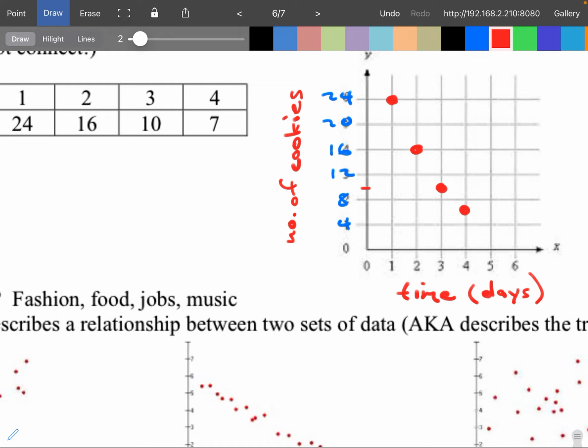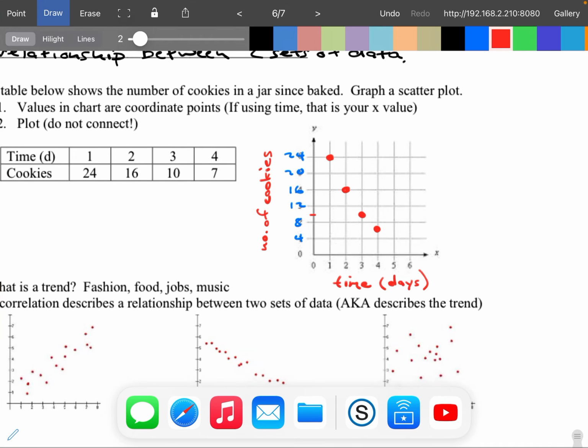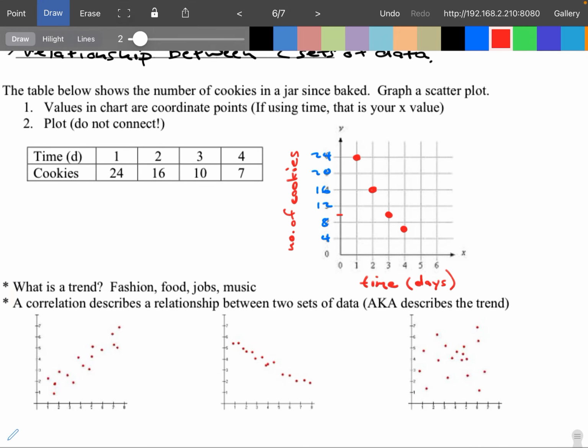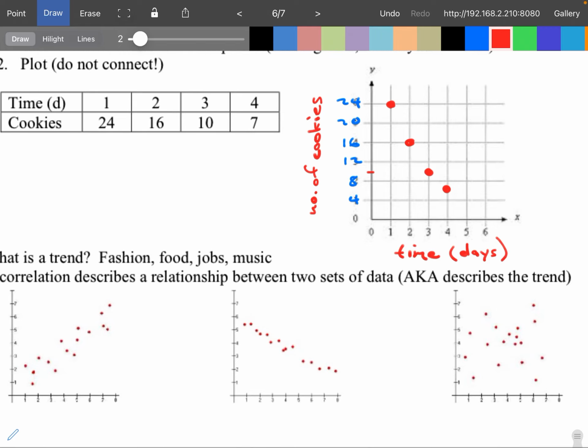Do we connect them? No. It's in whole number days, okay? So it's not in half days or anything. All right, then the next part of this, you just have to look at the data and decide whether the correlation is positive, negative, or whether there's no correlation.